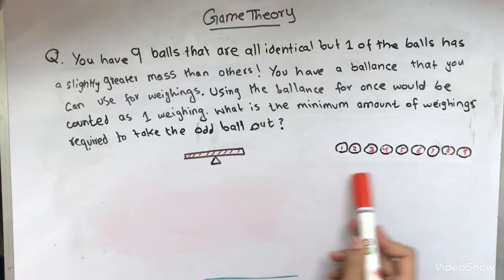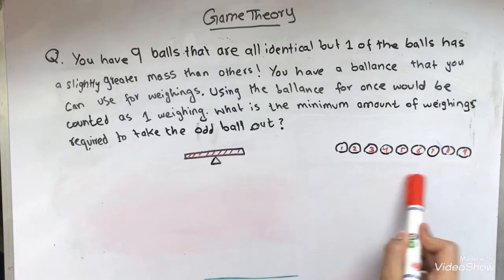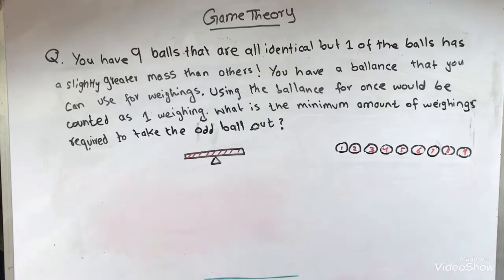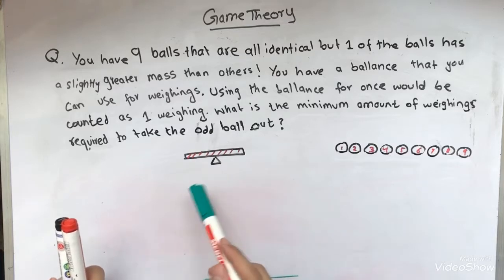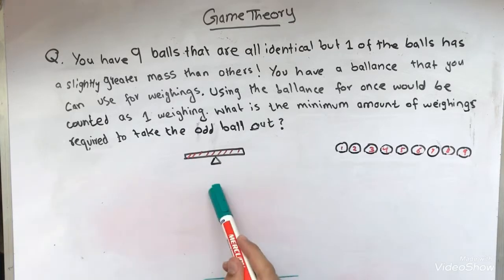So you have 9 different balls. They all look the same though, and one of the balls has a slightly greater mass than the others. And you have a balance that you can use in order to check which one of the balls is heavier. If you use it once, it will be counted as one weighing. If you use it 2 times, it will be counted as 2 weighings, and so on. So I encourage you to pause the video, and when you're done thinking about the problem a bit, you can come back to see the solution.